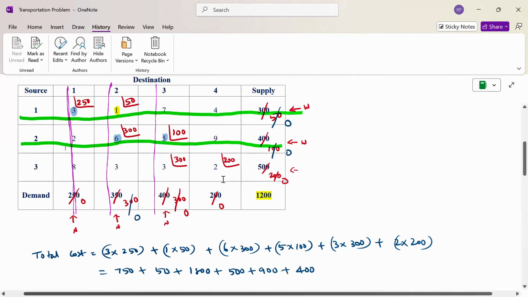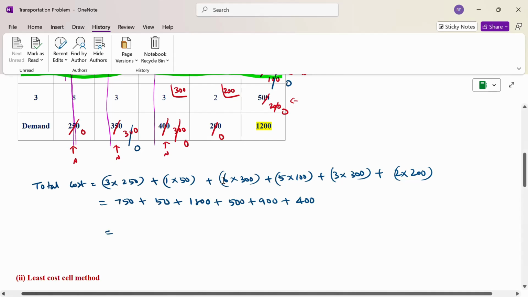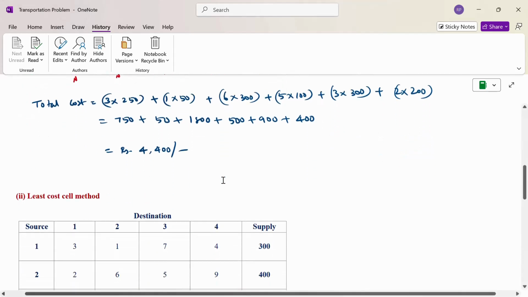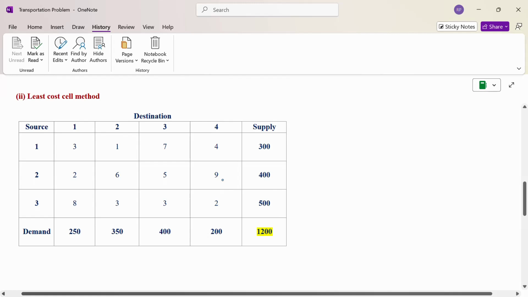Now the value in rupees: 800, 2600, 3000, 4400. So this is the total cost value for the northwest corner cell method. It should actually decrease. When we solve the least cost method, it will either be equal to 4400 or the total cost will be reduced. Next topic, least cost method.